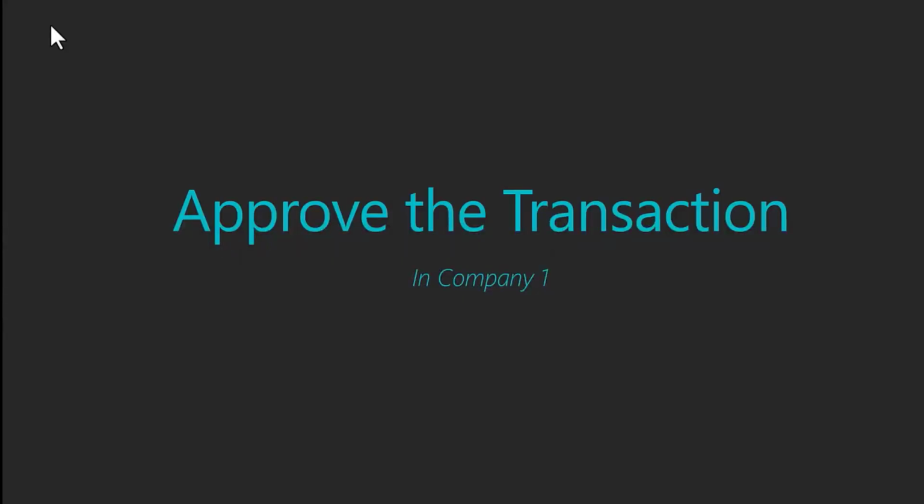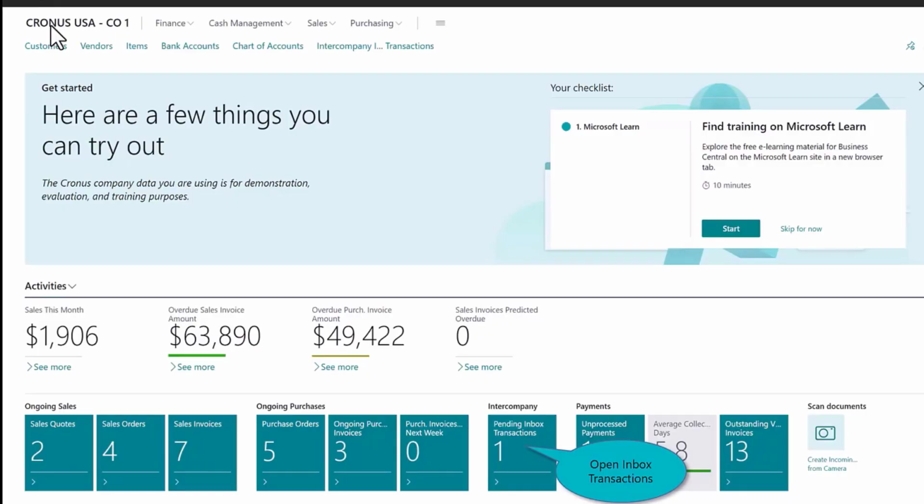So next, let's go ahead and approve that transaction before it gets entered into our ledgers. So now I'm in company one. You can see here the difference in the companies. I'll open up the inbox. So instead of the outbox, it's called the inbox.